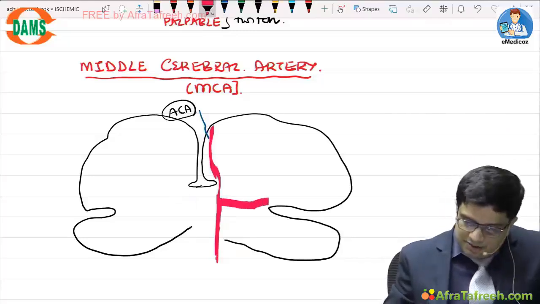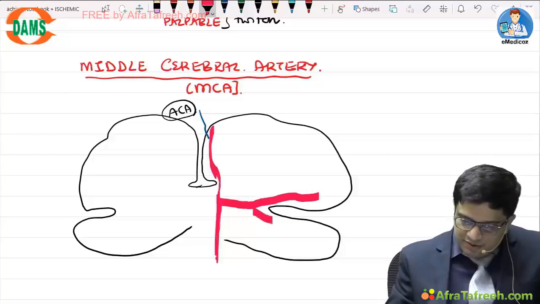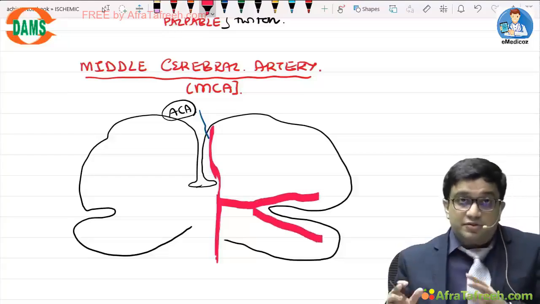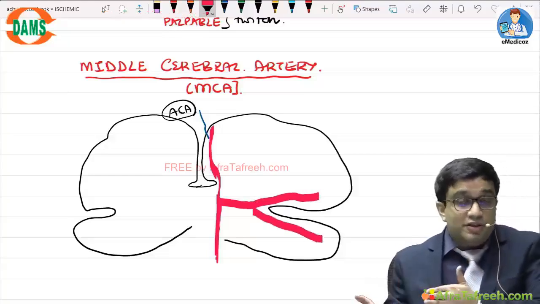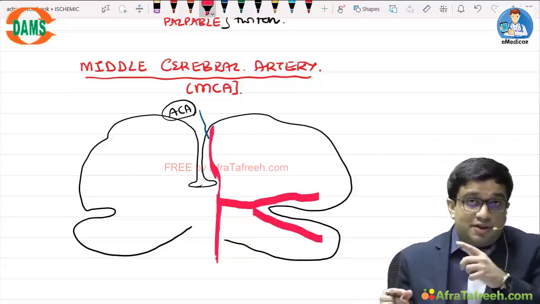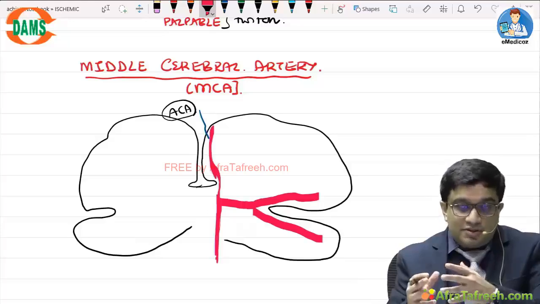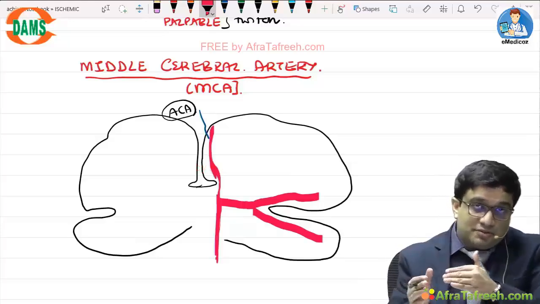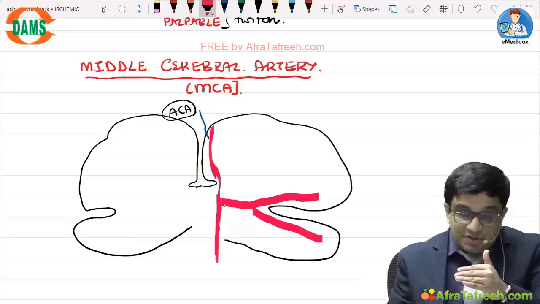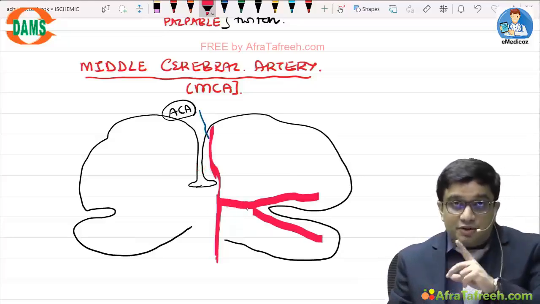Now the MCA will divide itself into two divisions. One goes above and the other goes below. Somewhere in the anatomy you'll read a detailed version of this, like where does it divide, okay? But the important thing in medicine is what is supplied by the MCA pre-division and post-division.